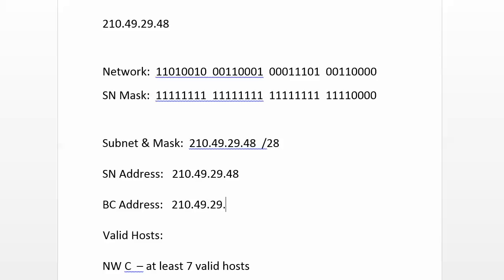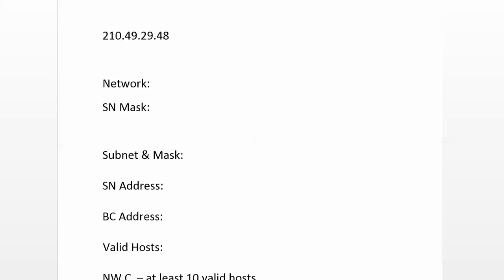What is it? If all of our host bits are 1, then the total of that is 63 because our 4 bits there add up to 15 and 48 was already set. So 63 goes there, and that means that your valid hosts are 210.49.29.49 through 210.49.29.62. And that in turn means that our next network number would be 210.49.29.64. So let's go ahead and do that one right here.